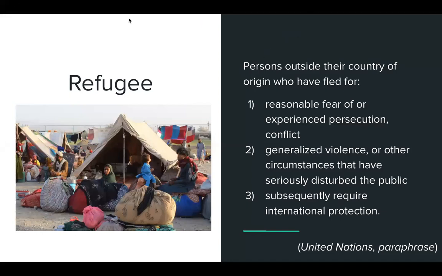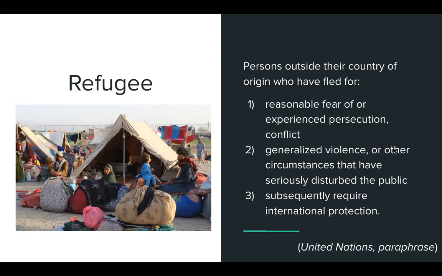And then in contrast, specifically a refugee, which is a type of immigrant. These are persons who are outside of their home country who have fled or been forced to flee for a number of reasons. First, having a reasonable fear of, or actually having experienced, persecution and/or conflict, or generalized violence, either in their place of living or aimed at themselves. We'll get into different types of persecution in the next slide that count as refugee.